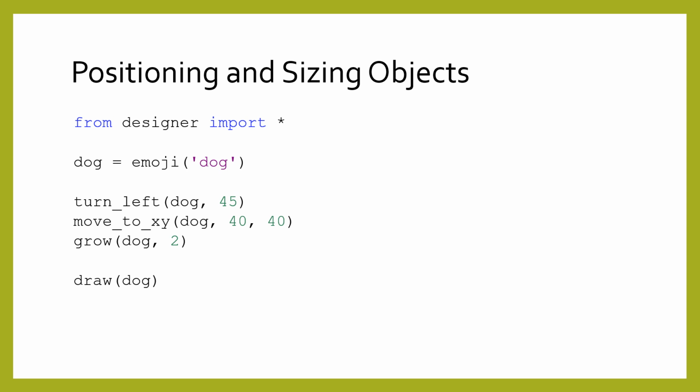Designer also exposes a bunch of helper functions for rotating, moving, and scaling objects. The example code here demonstrates the turn left function that takes an object and an angle, the set xy function that takes an object and a pair of xy coordinates, and the grow function that takes an object and a new scale multiplier. By calling the right functions, you can create entire scenes and images.